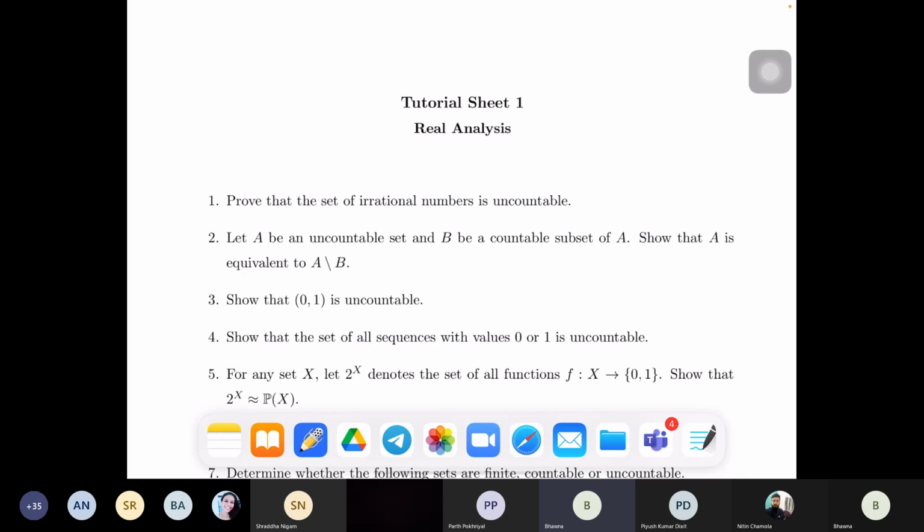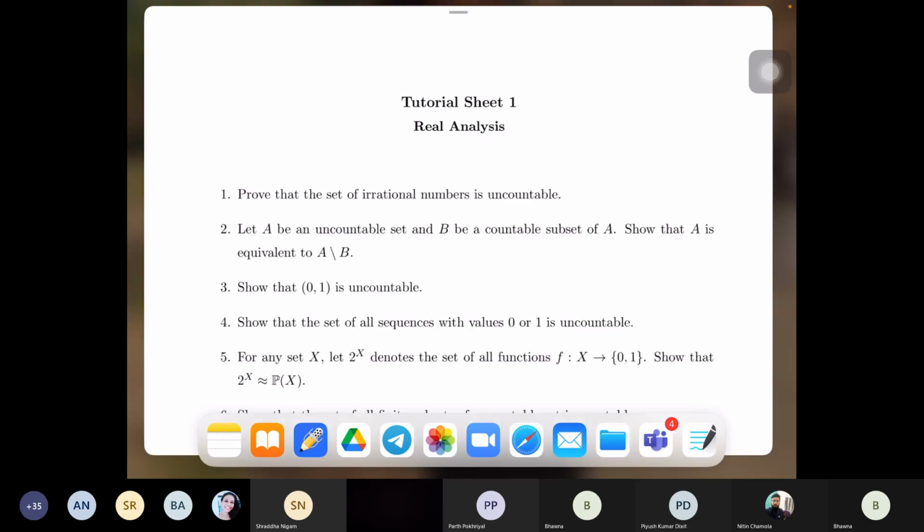Ma'am, it is already given that A is uncountable and B is countable. So we have to prove that A minus B is uncountable. I have supposed that A minus B is countable. Then I have taken the union of A minus B and B. Then it will be A, which is uncountable. But if A minus B is countable, then A minus B union B, a countable union of countable sets, should be countable. But we are getting A which is uncountable. So here is the contradiction.